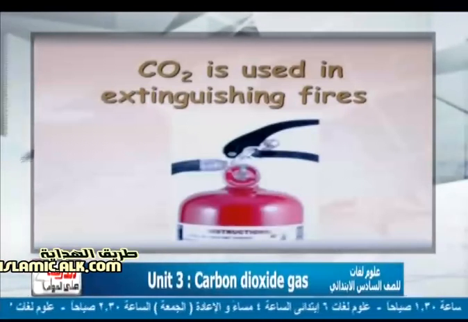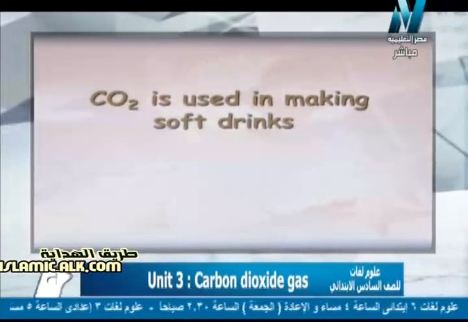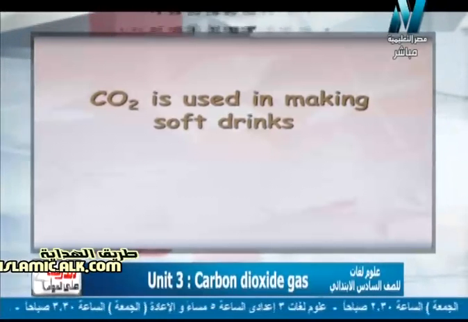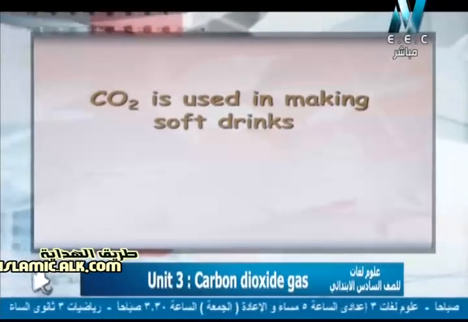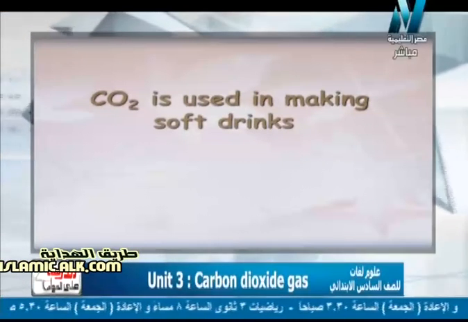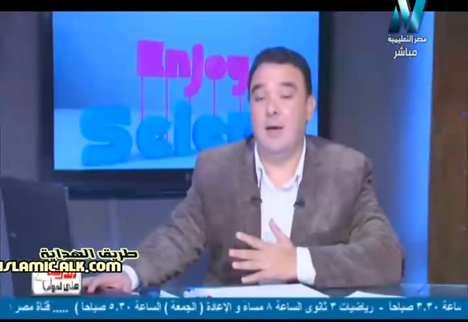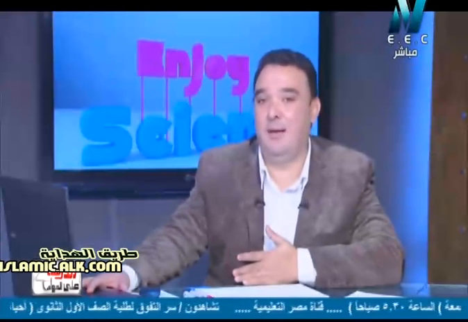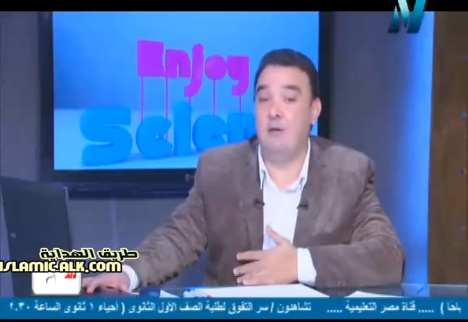Another use of carbon dioxide gas is that it's used in making soft drinks، بيستخدم في صناعة المشروبات الغازية. And please note soft drinks are very dangerous for your health، هي خطر جدا على صحتنا. Please if it's possible لو بقدر الإمكان decrease the amount used of soft drinks، قلل بقدر الإمكان الكمية المستخدمة من soft drinks because they are very dangerous substance for your health.